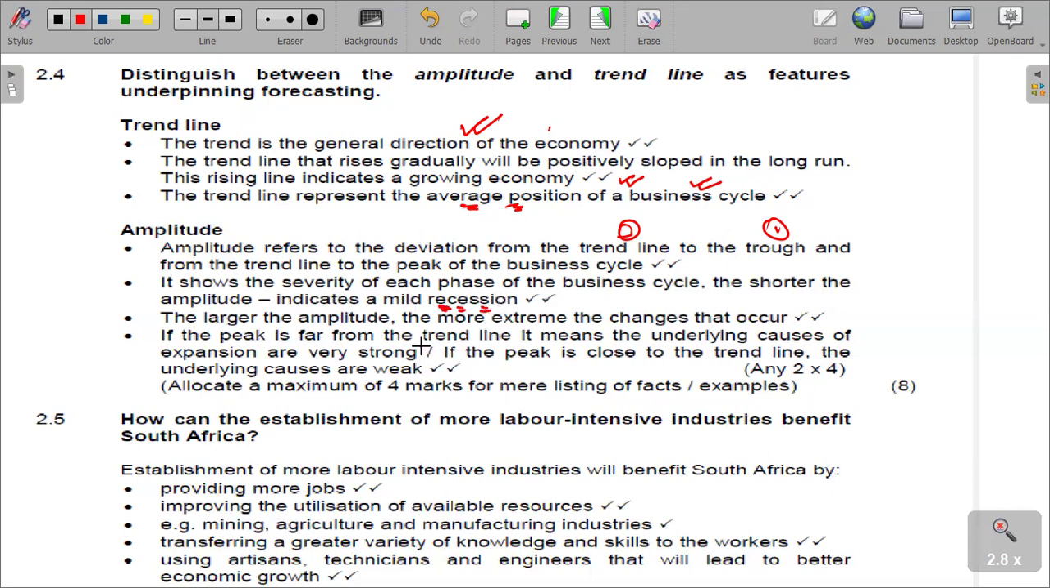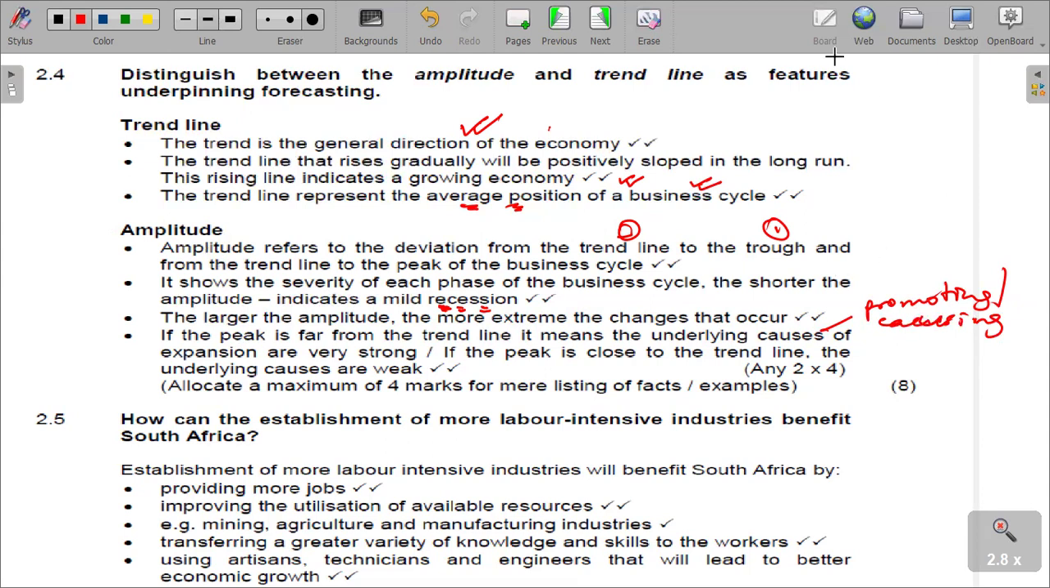The larger the amplitude, the more extreme the changes that would occur, as the deviations are seen. If the peak, which is the highest point of the business cycle, is far from the trend line, it means that the underlying causes of expansion, the factors promoting or causing it, are very strong.